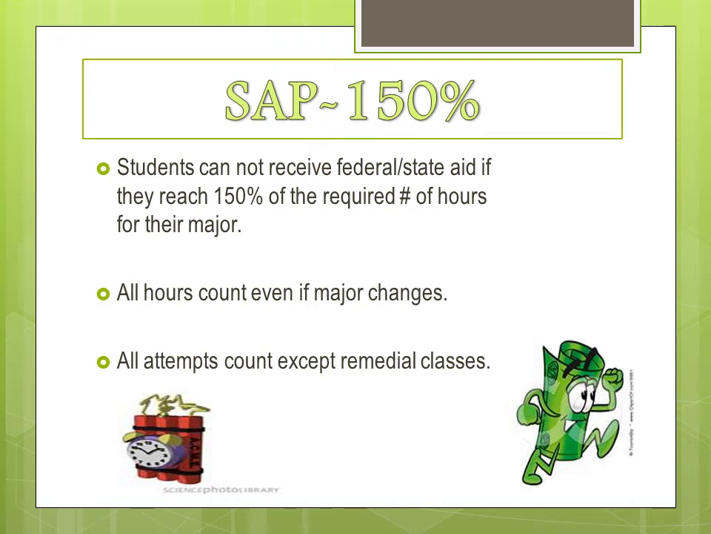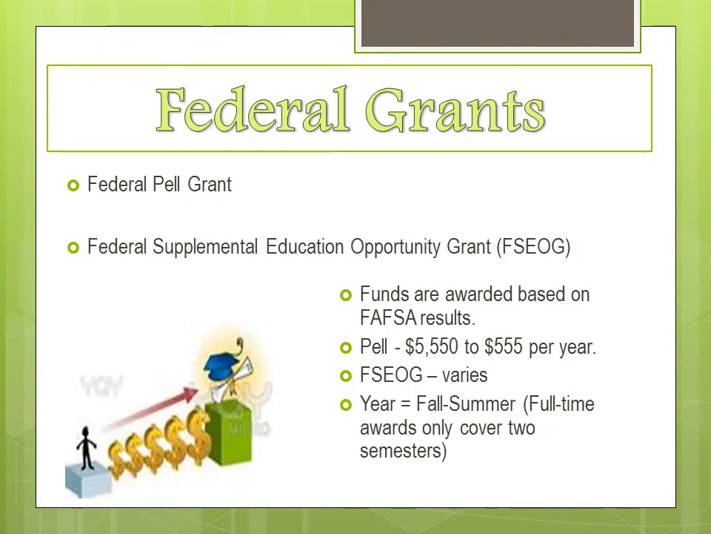The other component of SAP is 150%. Students cannot receive federal or state aid if they reach 150% of the required number of hours for their program of study. All hours count, even if the major changes, with the exception of remedial classes.